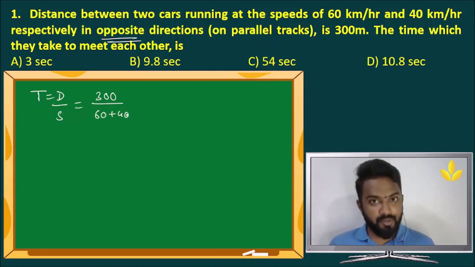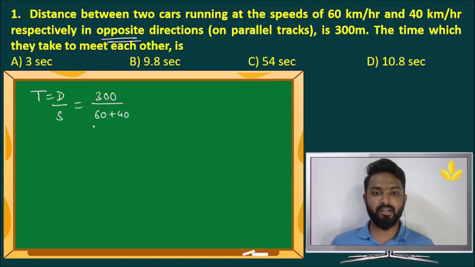A lot of people will end up doing 300 divided by 100, that is 3. But that is the wrong answer. 3 seconds is not correct. Why? Because the units are not matching. 300 is in meters, 60 and 40 are in kilometers per hour. So we need to either change meters to kilometers or kilometers per hour to meters per second.